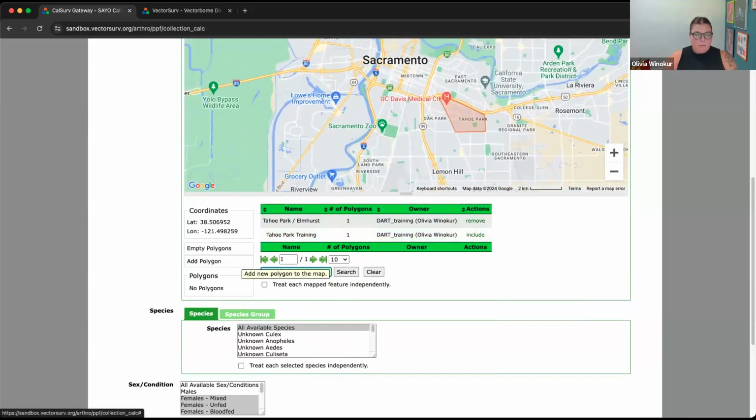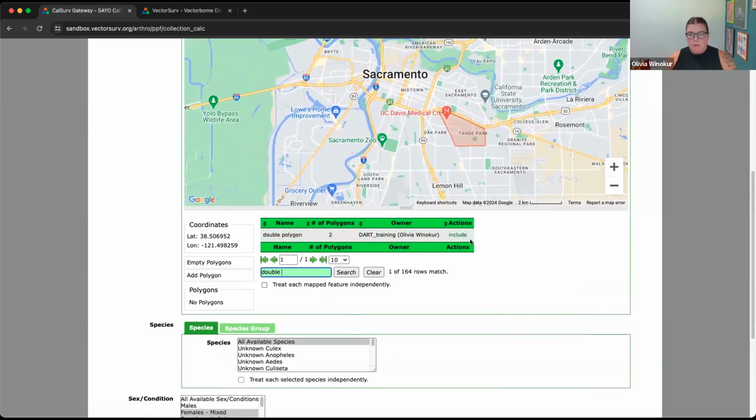Did I save that double polygon one? Yeah, so we can do that as well. And what this is going to do, if I select treat each mapped feature independently, it's going to give me two figures. So it'll give me one figure for the bigger Tahoe Park Elmhurst, as well as one figure for my other region that I selected. Or if I wanted to just run them all together, you could do that.